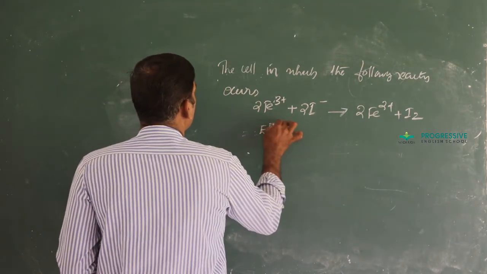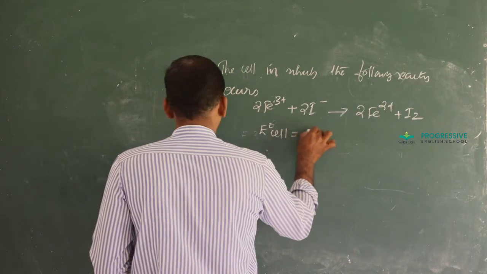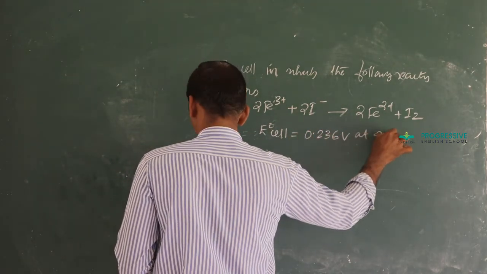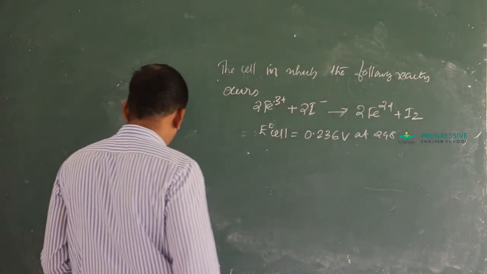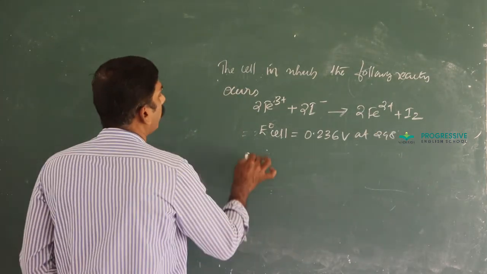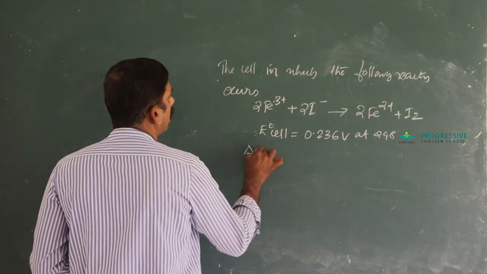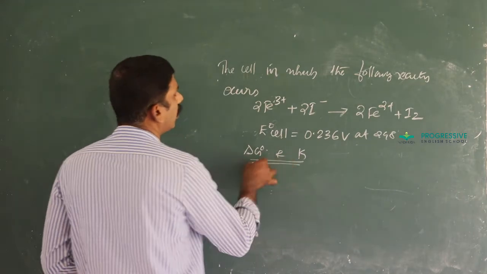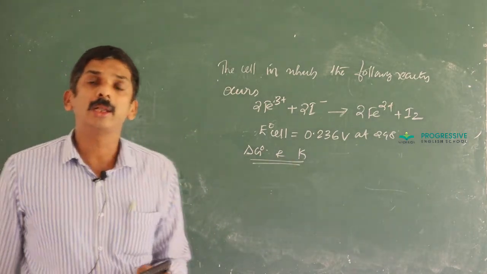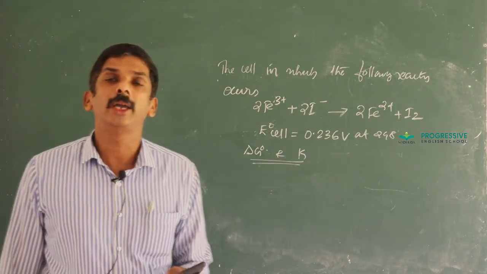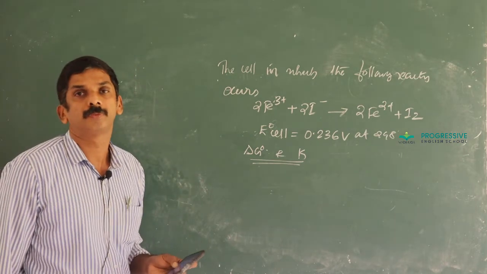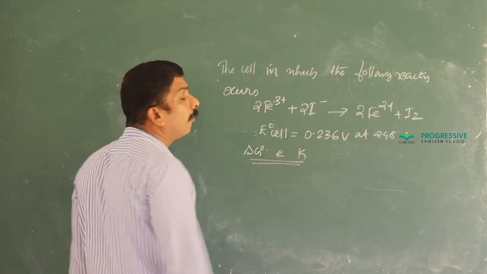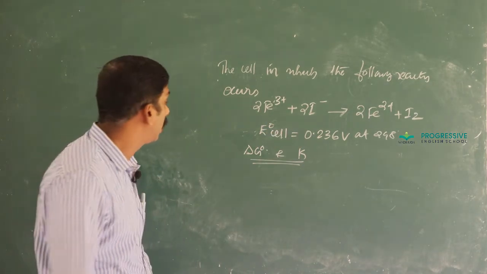Given E0 cell equal to 0.236 volt at 298 Kelvin. Find delta G0 and the equilibrium constant. Find the standard Gibbs free energy and the equilibrium constant. Here you may get confused about the number of electrons involved in that reaction.